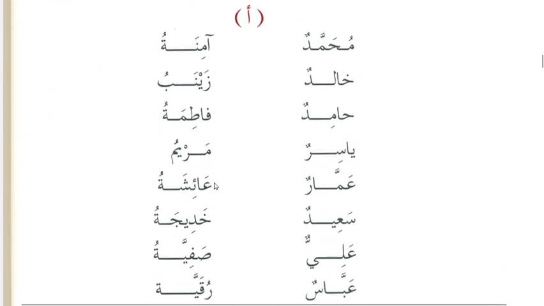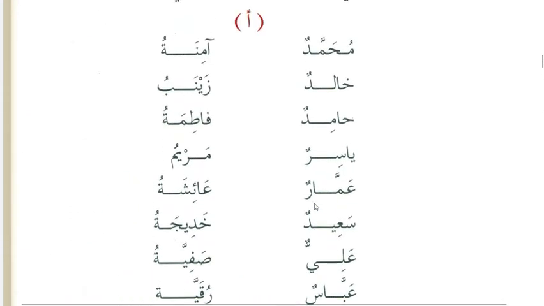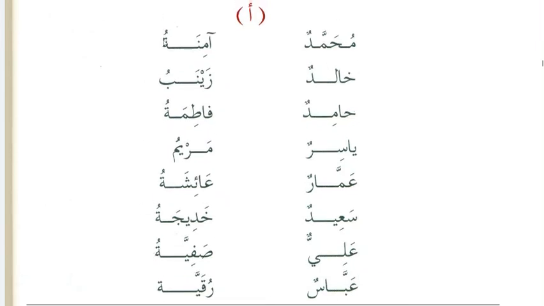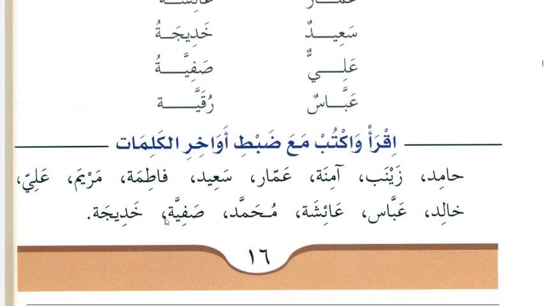Here, as you know, I told you that the normal ending of every ism in Arabic is Tanween. So we are using Muhammadun, Khalidun, Hamidun. We use Tanween. But in the case of a proper feminine noun, marfu, mu'annath ism, we can't use Tanween. We use only one, the damma. Like Aminatu, Zainabu, Fatimatu.